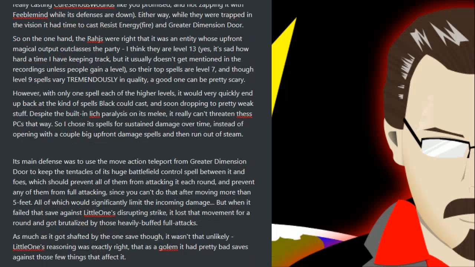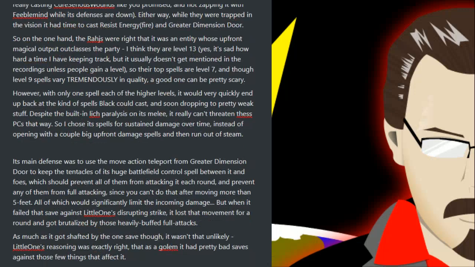Its main defense was to use the move action teleport from Greater Dimension Door to keep the tentacles of its huge battlefield control spell between it and foes, which should prevent all of them from attacking it each round, and prevent any of them from full attacking, since you can't do that after moving more than 5 feet. All of which would significantly limit the incoming damage. But when it failed that save against Little One's Disrupting Strike, it lost that movement for a round and got brutalized by those heavily buffed full attacks. As much as it got shafted by the one save, though, it wasn't that unlikely.